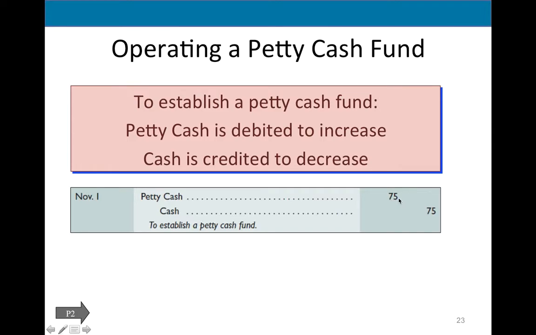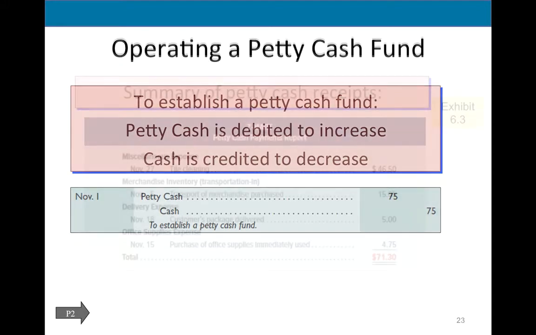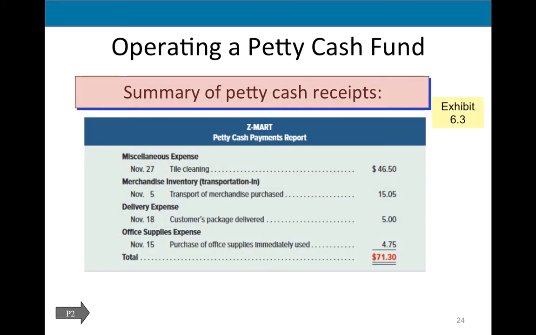You place it in a safe location. You decide who is responsible for it. Again, it cannot be an accountant or bookkeeper. It has to be the office manager or the administrative assistant or a cashier. And when you operate the petty cash fund, the person responsible, the cashier or the office manager, is going to make payments out of the petty cash fund.